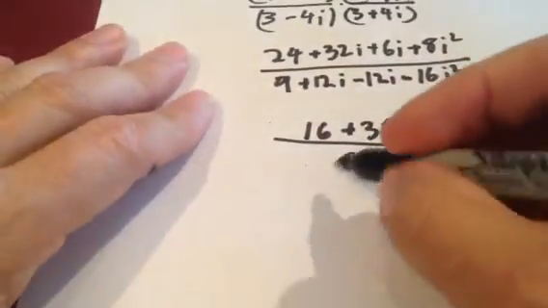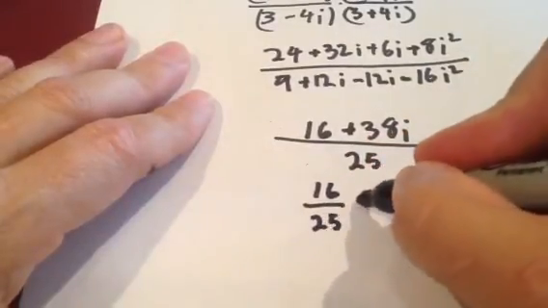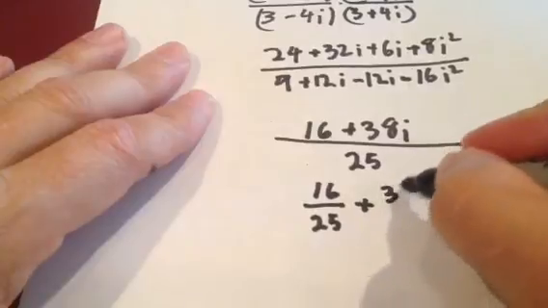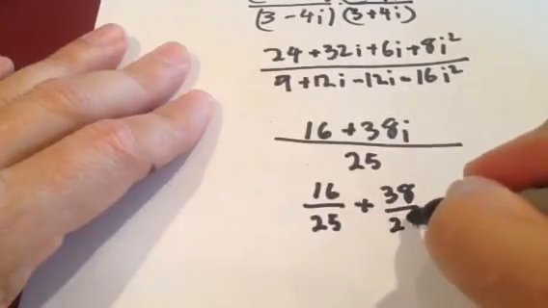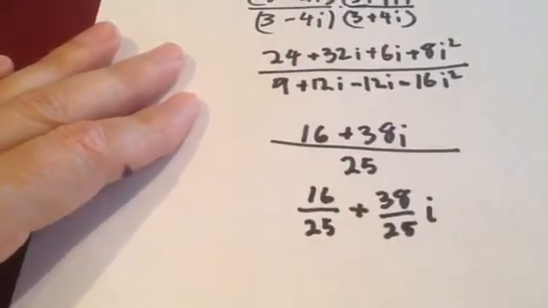If I want to break this apart so it actually looks like it's in complex imaginary form, if these fractions would reduce at all, I would reduce them. In this case, I don't believe they do, and we are done.